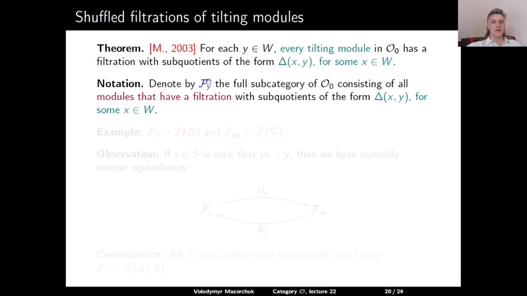We denote by F_y the full subcategory of O_0, which consists of all modules that have a filtration with subquotients of the form delta xy, where x varies inside the Weyl group.